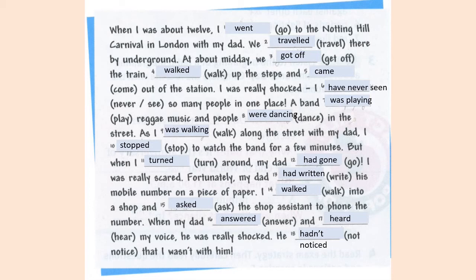Mobile number, excuse me. Firstly, the dad wrote his mobile number and then the following actions happened. I walked into a shop and asked the shop assistant to phone the number. When my dad answered and heard my voice, he was really shocked. And then before that, he hadn't noticed that I wasn't with him.